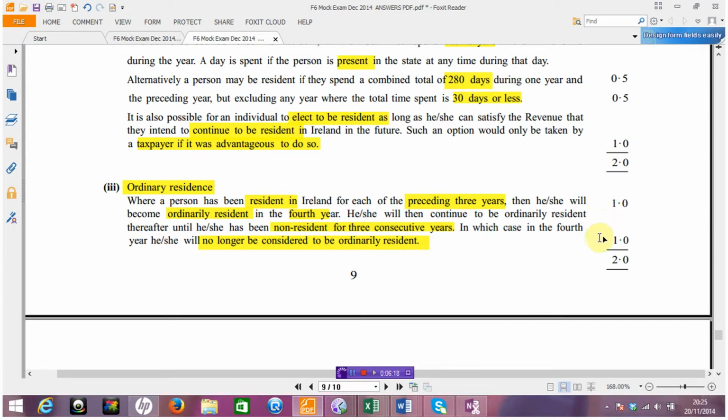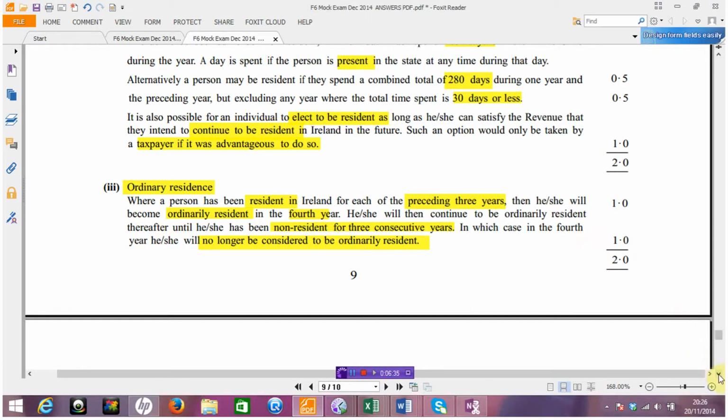So that's quite easy to remember. Just remember the number 3. So we're talking about 3 years of residency and therefore ordinarily resident in the 4th year, or in the reverse, 3 years of non-residency, obviously consecutive years, to be not ordinarily resident in the 4th year.